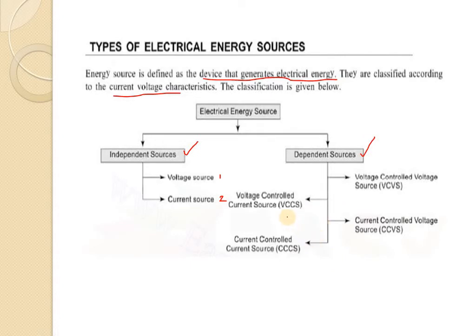Voltage controlled current source, or voltage dependent current source. Second one, voltage controlled voltage source or voltage dependent voltage source. Third one, current controlled current source or current dependent current source. And fourth one, current controlled voltage source. These are the main four types of dependent sources: voltage dependent voltage source, voltage dependent current source, current dependent voltage source, and current dependent current source.